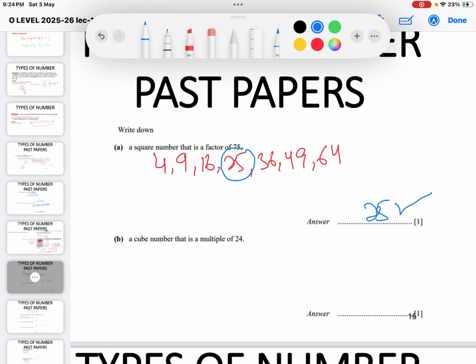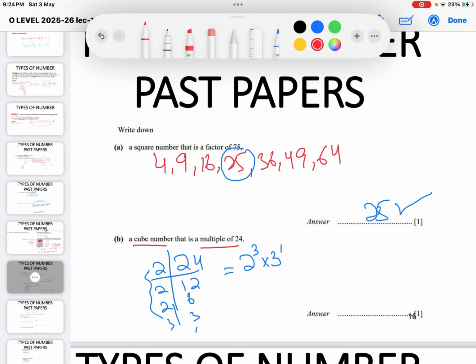If I solve 24, it gives me 2 cube multiplied by 3 to the power 1, because we have 2, 2, 2, 3. So 2 cube multiplied by 3 to the power 1. I require a number that is a cube. Okay, now listen to me carefully. A cube number that is a multiple of 24. So when I solve 24, I got this. So now how will I find the cube number?